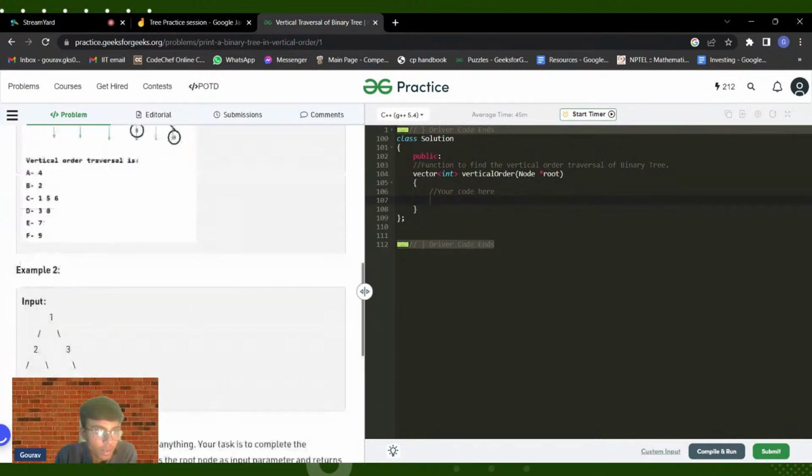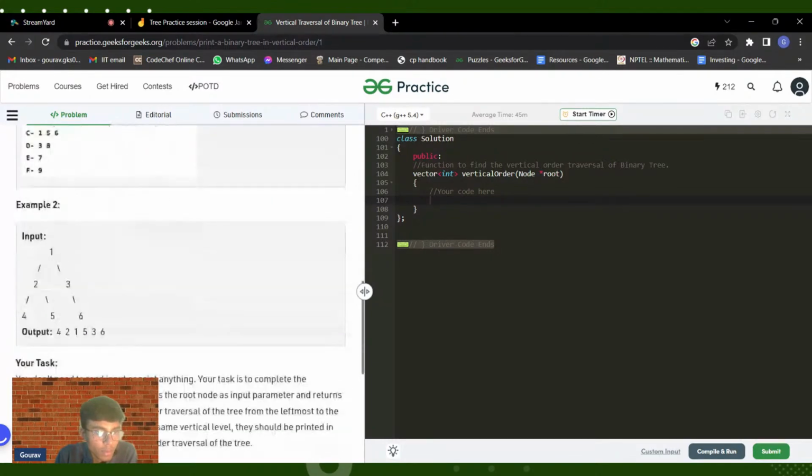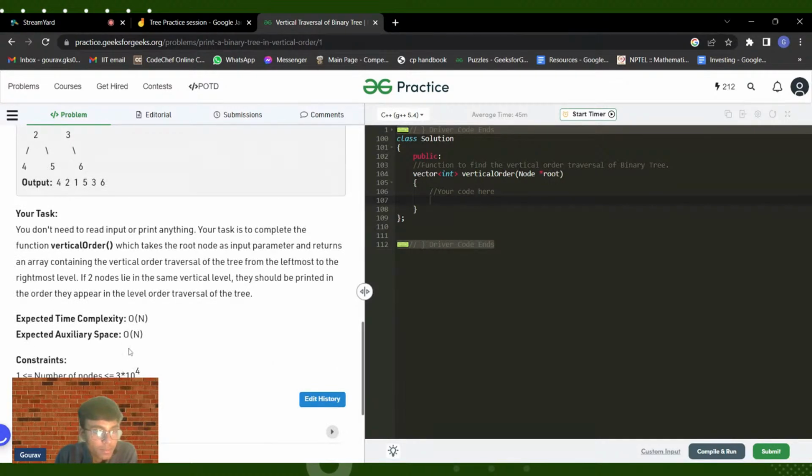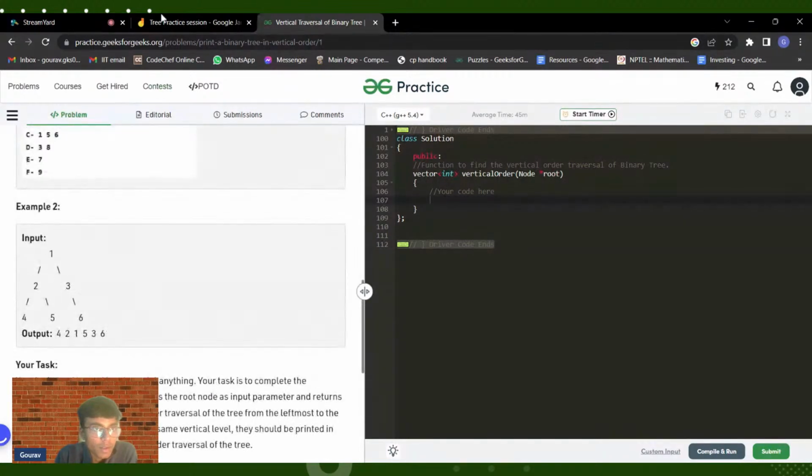It should be a 1D vector because we don't want to make it 2-dimensional. The time complexity should be big O of n, and the auxiliary space should also be big O of n. The number of nodes will be up to 10 to the power 4. So any idea, anyone, what exactly are we going to use to solve this problem?